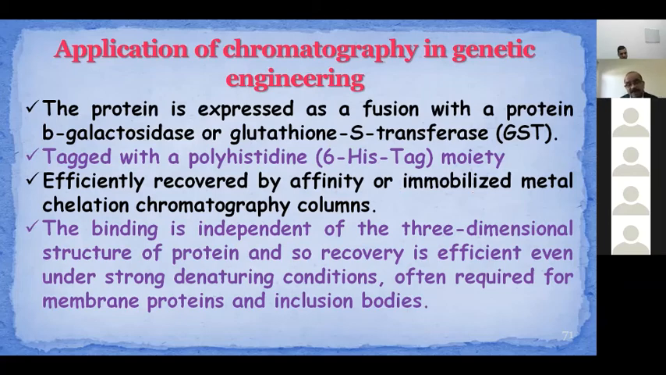The binding by this method is independent of the three-dimensional structure of the protein. So recovery is very efficient, and even under strong denaturation conditions, which are often required, the protein can be separated. This is often required for the separation of membrane proteins and inclusion bodies.